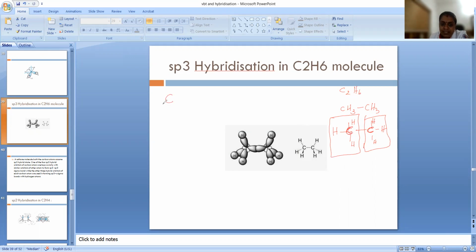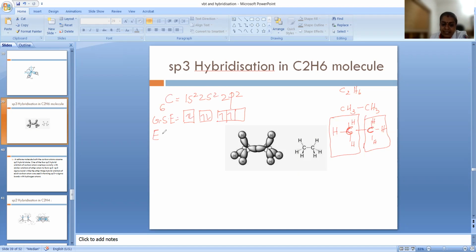This carbon's atomic number is 6. So our first step is writing the electronic configuration: 1s2, 2s2, 2p2, right? And after that, we will write the orbital electronic configuration. This is called the ground state electronic configuration. First, we will write the ground state electronic configuration. So this is the ground state electronic configuration. One orbital is empty.